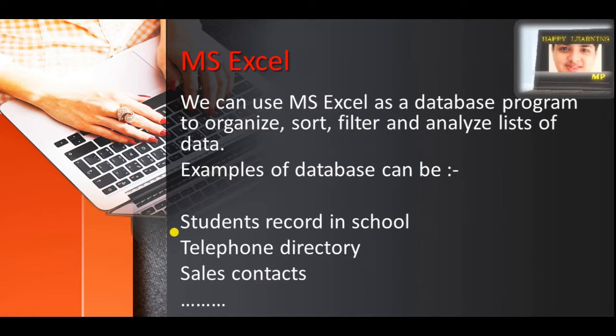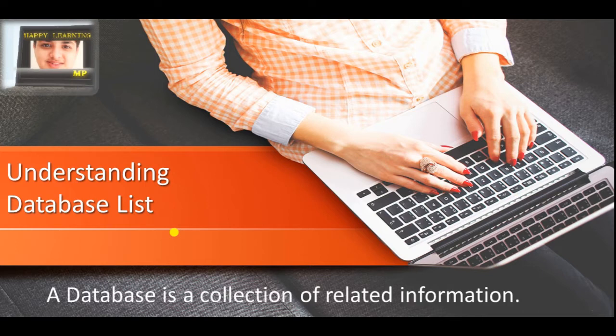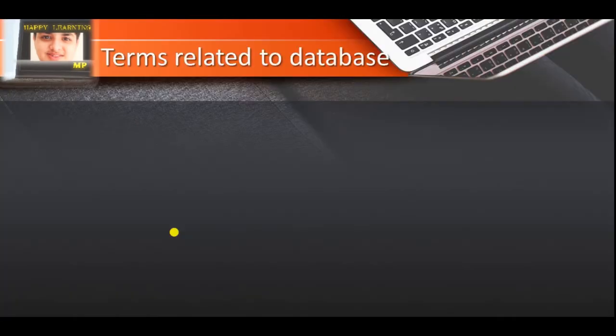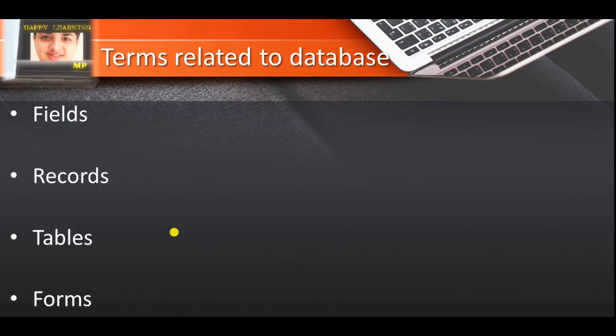You can simply say that any document that is providing complete information about something is known as a database. So let's understand the database list. It can be defined as a collection of related information. Now there are a few terms which are related to a database, and these important terms are fields, records, tables, and forms.